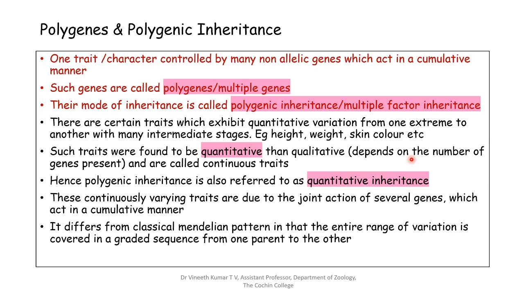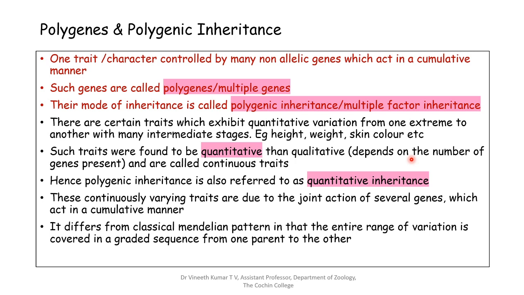So these continuously varying traits are due to the joint action of several genes, which is called additive or cumulative. It differs from the classical Mendelian pattern in that the entire range of variation is covered in a graded sequence from one parent to the other. In Mendelian inheritance, we talked about distinct characters. That means you have a white flower plant, you have a red color plant, then you get either red, or if you're having allelic interactions, you get pink, etc. So you clearly define what you get.